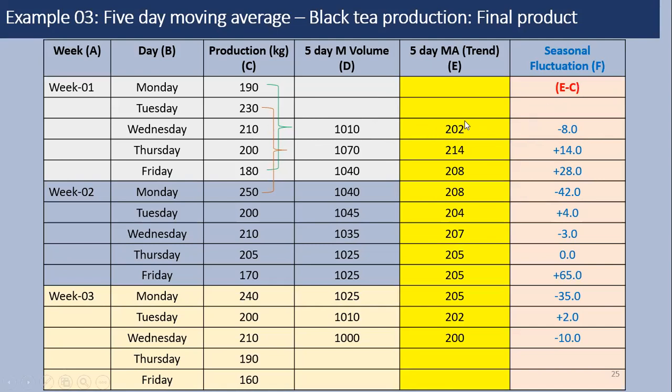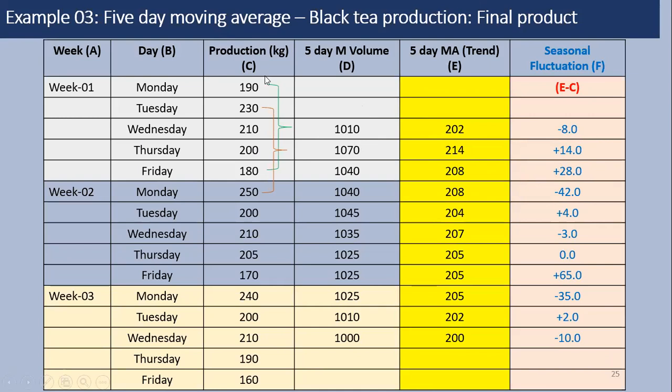But we have to calculate from here to here, right? Then you can see the weekday production moving average is there. Then E minus C: 202 minus 210, the value is minus 8. Then 214 minus 200, the value is plus 14. Then 208 minus 180, the value is 28. Likewise, you can get the seasonal fluctuation. I think it's clear.